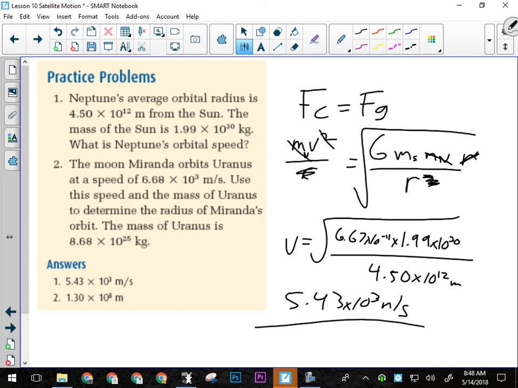Questions on how that one worked? That's one of the easier ones because you didn't have to substitute in and solve for t. How many people have done number 2? I'll give you a few more minutes on number 2, and then we'll look at that one.